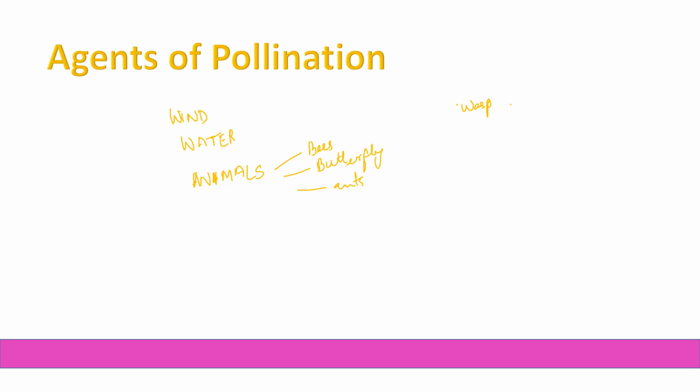Okay, let's move ahead. What happens after the pollination? So after the pollination, your flower withers, or it forms a fruit. And what does the fruit contain? Seed. Right. So after the pollination, what we call fertilization happens, and an embryo is produced.